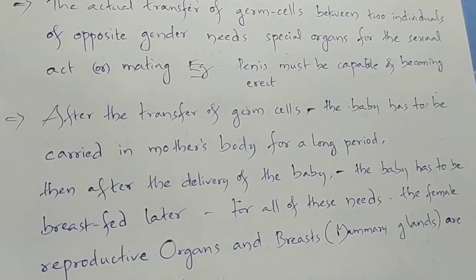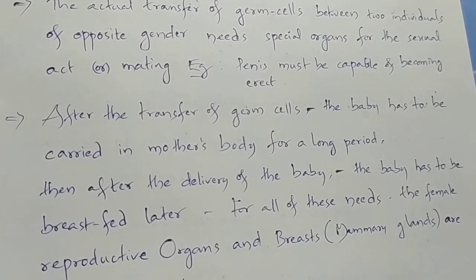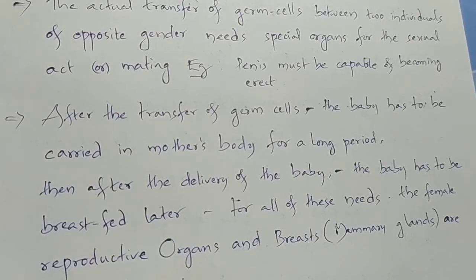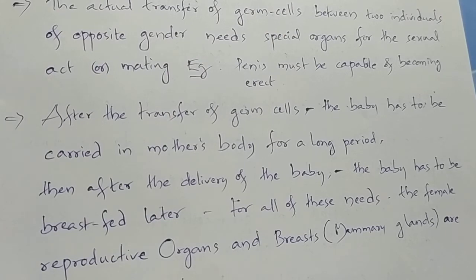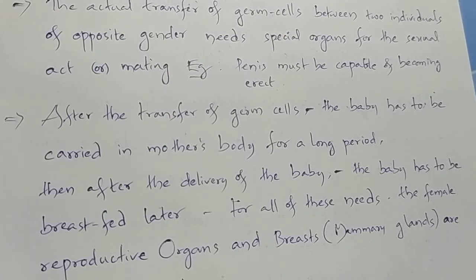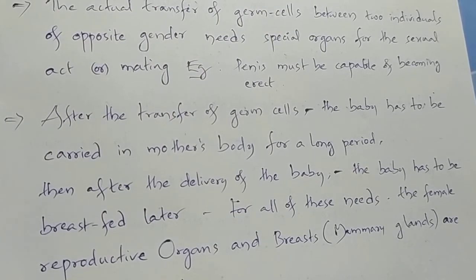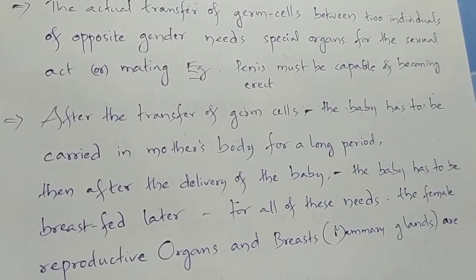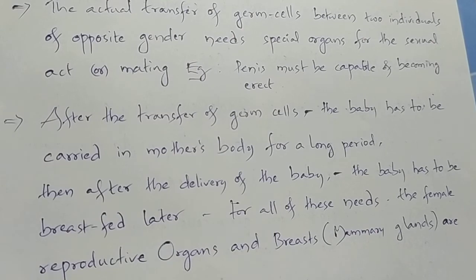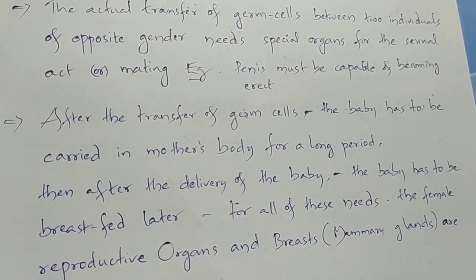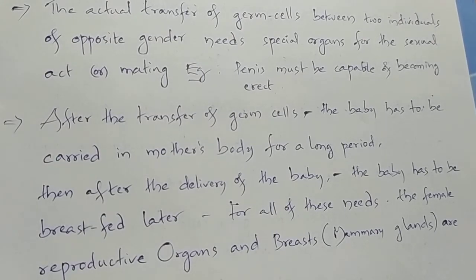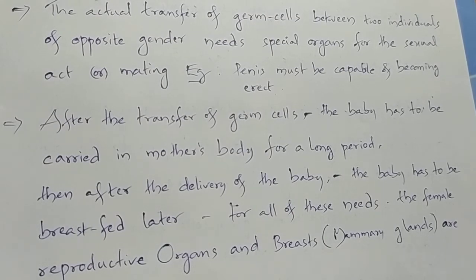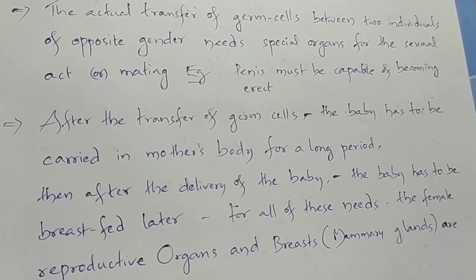We discussed that first point is, in order the germ cells to fuse with each other, germ cells must be transferred from one to the other. That means male germ cells have to be transferred to the female germ cells. In plants, it occurs by the external release. In animals, it occurs by the mating process.